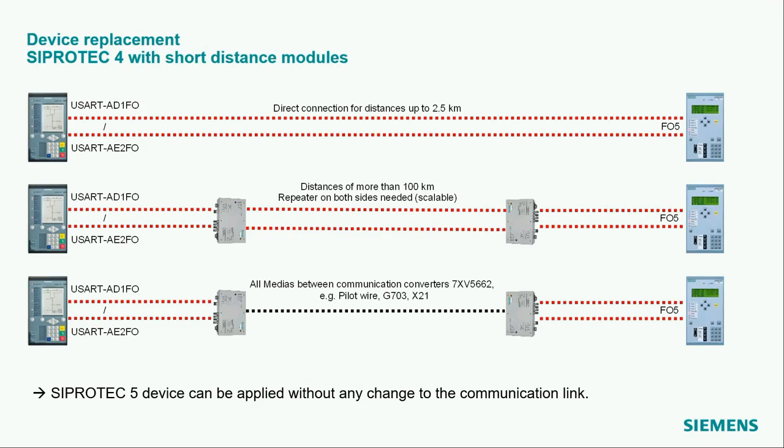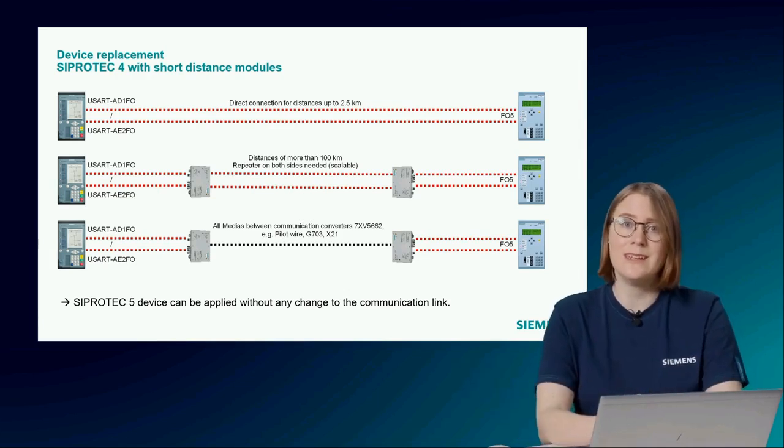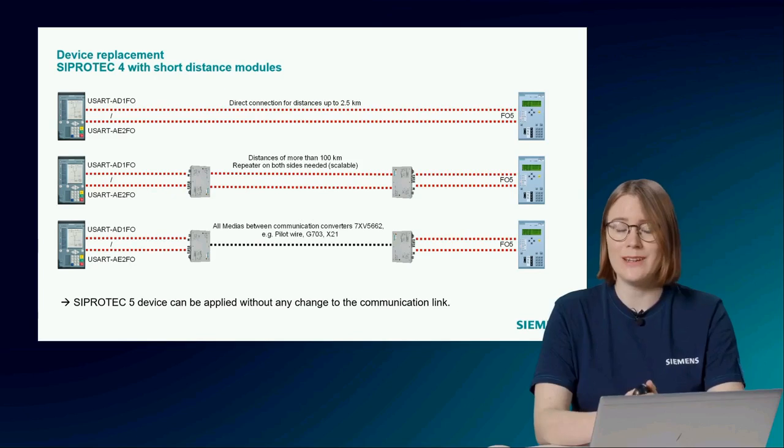For a short distance, up to 2.5 kilometers, a direct fiber optic connection between the 2 devices is possible. For this setup, you need a FO5 module in the Cipotec 4 device and then a USART 81 or AE2 FO module on the Cipotec 5 side. If you already have a communication topology for a distance greater than 100 km with 2 repeaters, you can exchange your Cipotec 4 device with a Cipotec 5 device with a USART 81 or AE2 module in it.